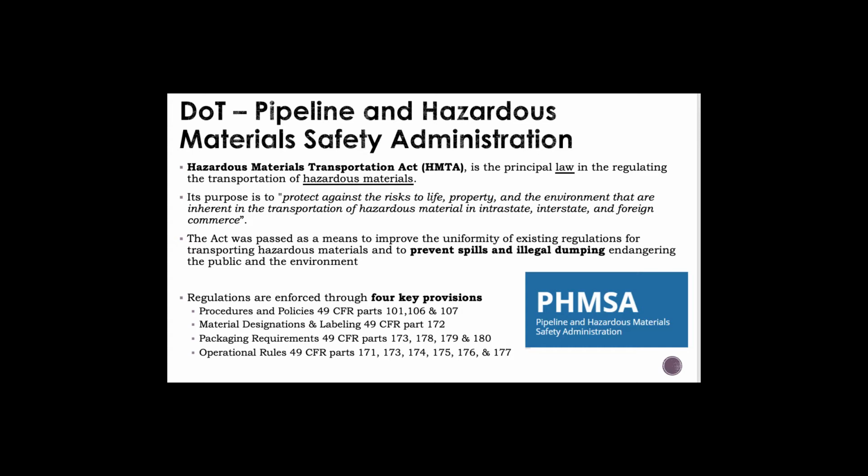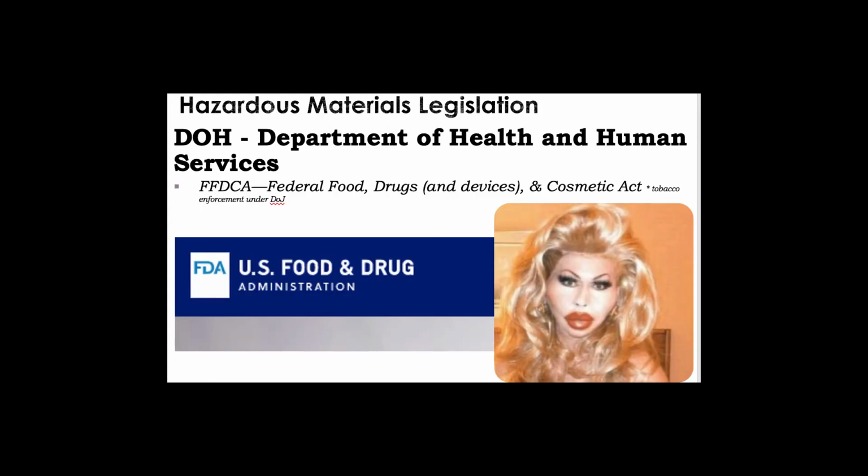So we have 49 CFR parts 101, 106, 107 for procedures, part 172 for labeling, parts 173, 178, 179, and 180 for packaging requirements, and then the operational rules are 171, 173, 174, 175, 176, and 177.